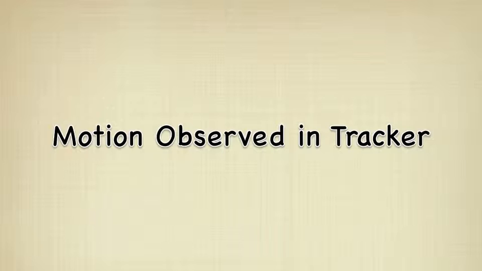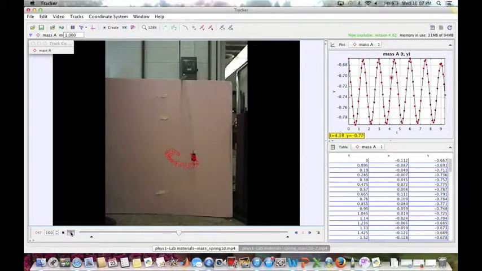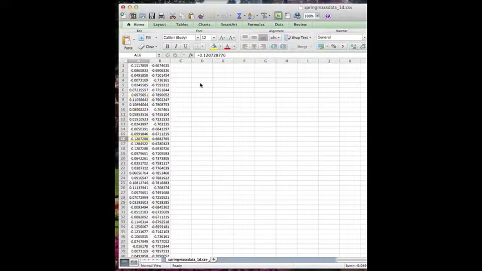If we watch the motion observed in Tracker, we can see that the position of the mass changes in both the x-axis and the y-axis. After finding these positions, I created a CSV file of the x and y positions to use as a comparison to the model in Python.